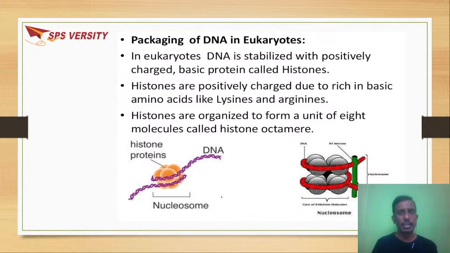Now the packing of DNA in eukaryotes is still more complex than in prokaryotes. In prokaryotes, there is no nucleus, but in eukaryotes, there is a nucleus. So in a small cell, inside the nucleus, the DNA is present. How is it packed?